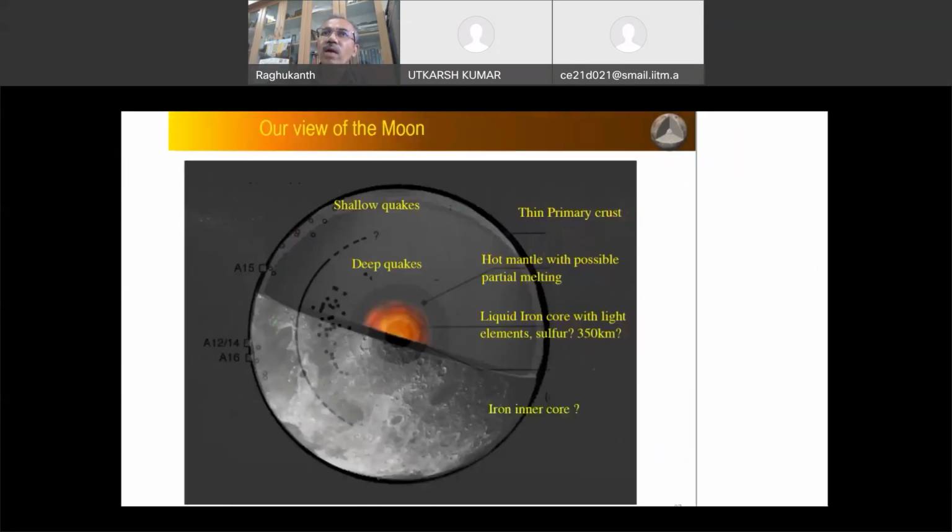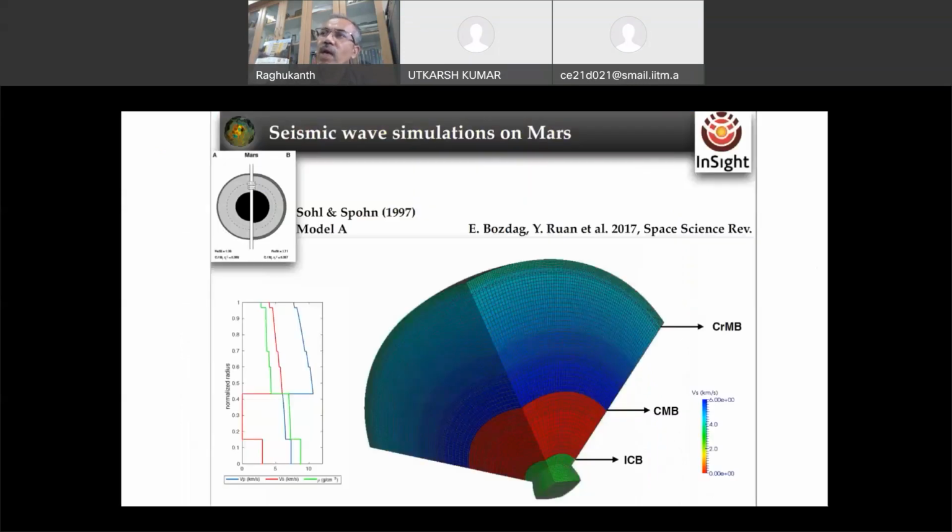Now for Mars, as I already told you, we don't have any information, but only the InSight mission went, I think two years back. From that, the data has now come up. So now people are using the data and trying to find out the material properties and other things inside Mars also.